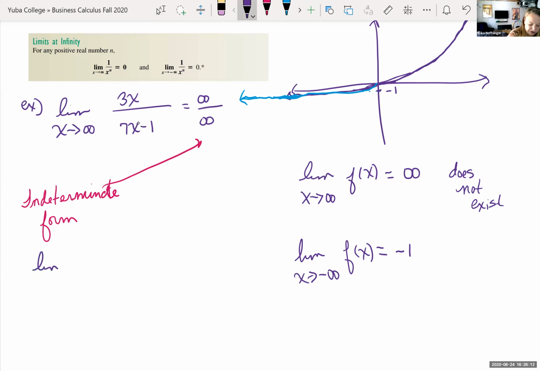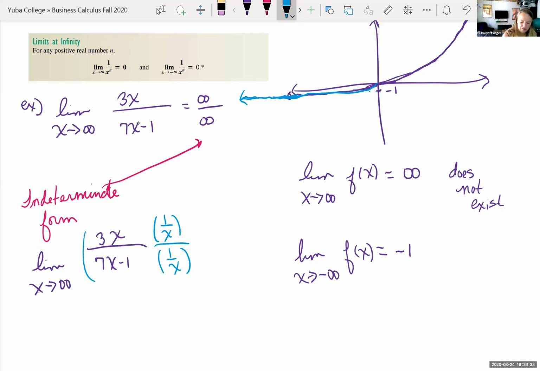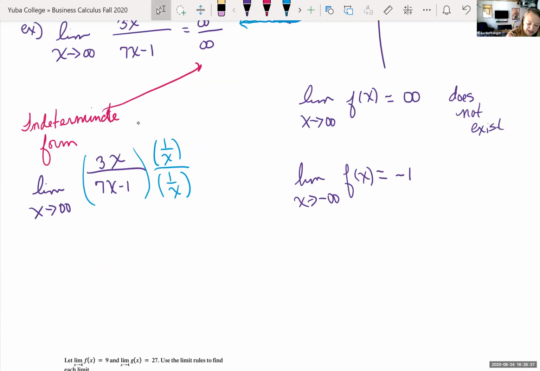So let's just look at that. I'm going to take this 3x all over 7x minus 1, and I'm going to multiply this by a fancy one. My fancy one is going to be 1 over x all over 1 over x. So we need to take this 1 over x and distribute it. Well, we only have 1 term in the numerator, but we have 2 terms in the denominator.